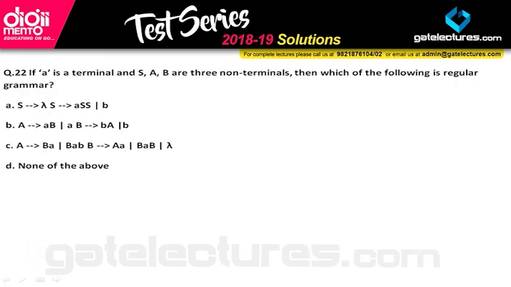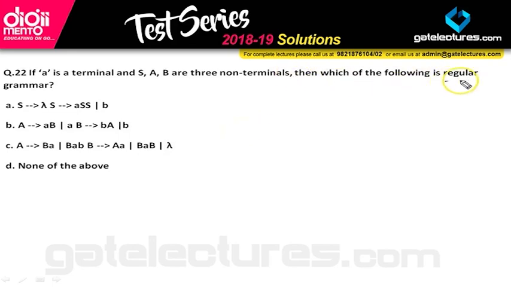So we have our next question, which says if a is a terminal and S, A, B are three non-terminals, then which of the following is a regular grammar? Okay, so they have given us a few options here. For these kinds of questions, you should always remember how a particular grammar looks. There are rules defined for regular grammar, context-free grammar, and so on. So always remember those rules.